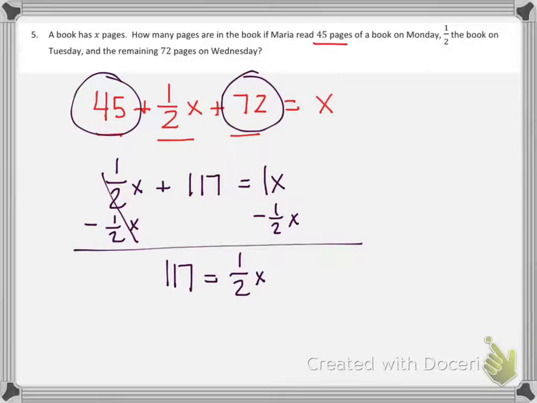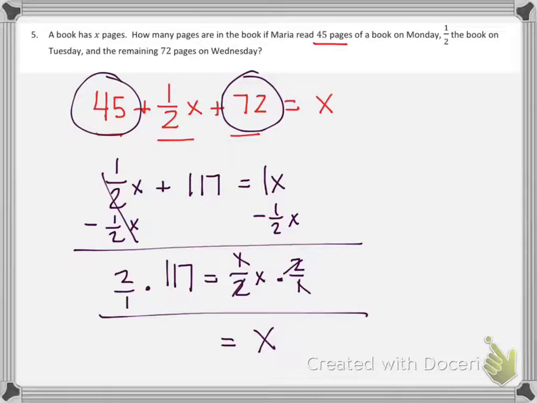And then I multiply by the reciprocal, which is 2 over 1. Multiply by 2 over 1, and we get the 2's cancel, the 1's cancel. I get x equals 2 times 117, which would be 234. So x equals 234, and that is the number of pages in the book.